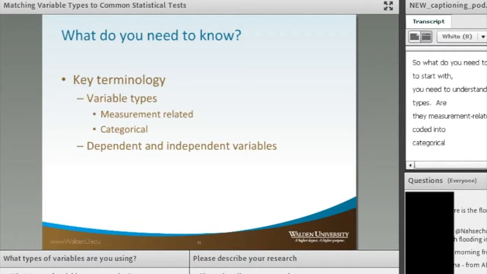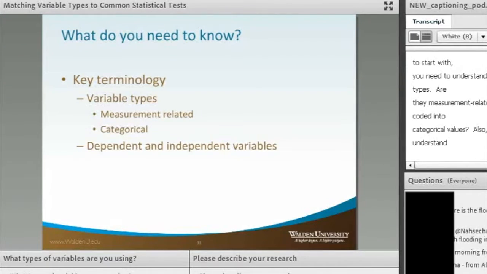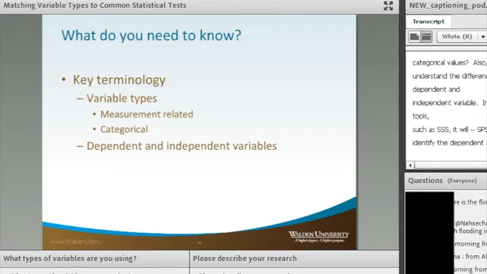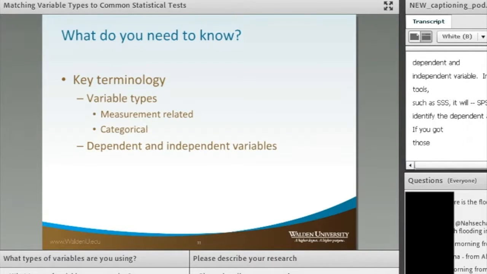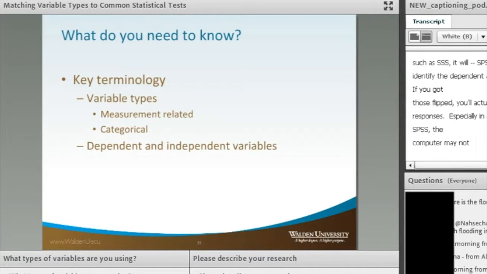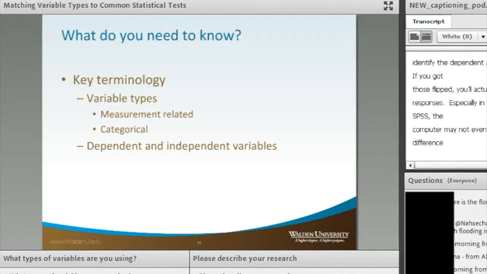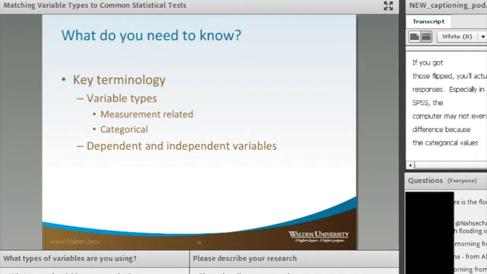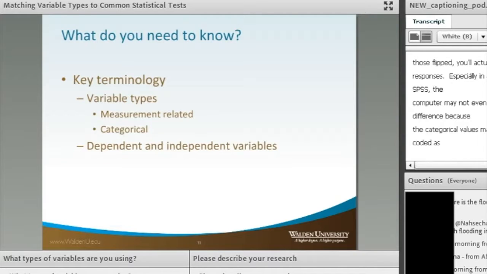Also, it is important to understand the difference between the dependent and independent variable. In a lot of statistical tools, such as SPSS, it'll ask you to identify the dependent and independent. And if you have those flipped, you're actually going to get different responses. Especially in a program like SPSS, the computer may not even recognize the difference because the categorical values may actually be coded as numerics. So it's important for you to really understand. That's also important just from good research design to understand those differences.